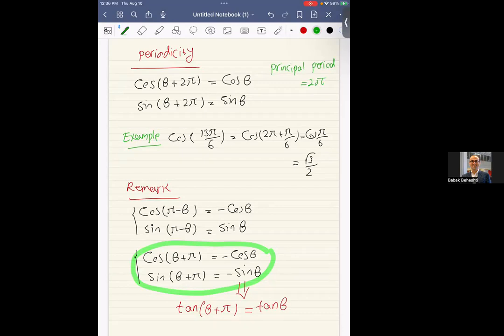For tangent, the smallest one is what? What is the period of tangent? Principal period is pi. Yes, it is pi. Okay. It is also 2 pi, but the smallest one is pi. That's the point. But for cosine and sine, it's not pi.